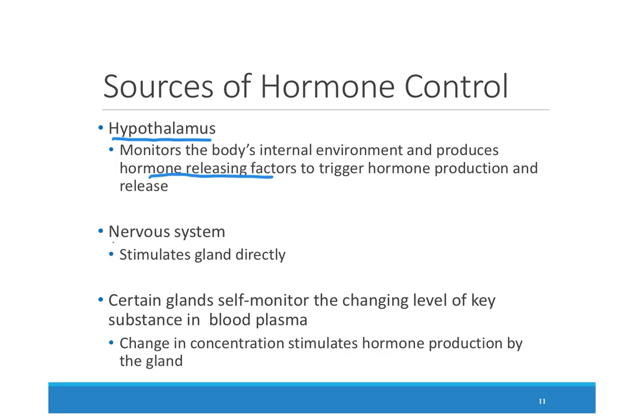But your nervous system also has some motor nerves going directly to glands, and so your nervous system can stimulate the gland to release the hormone. And there are certain glands, like the parathyroid gland, that's involved in monitoring the amount of calcium in the blood, that actually does all the work itself. It self-monitors the concentration of calcium, to use this one for an example, and then the change in concentration will stimulate production and release if blood calcium levels go too low.